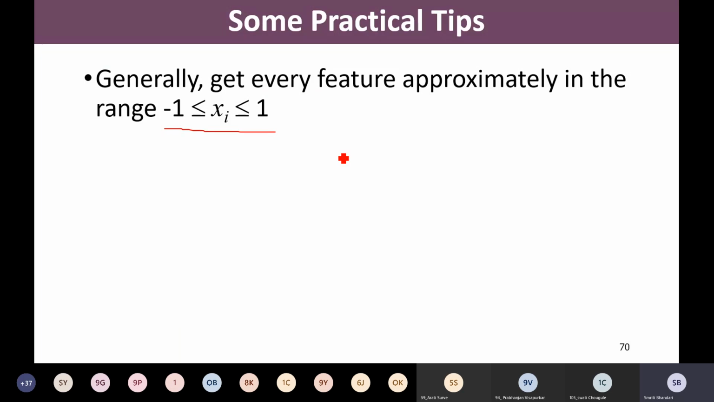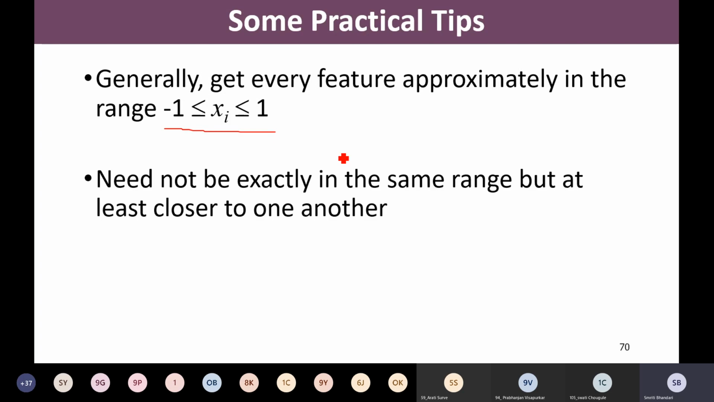Not necessarily do we always have the same range, but generally this is just a guideline that we get every feature approximately in the range of -1 to +1. But as I mentioned, it need not be exactly in the same range. But at least we should make sure that all the features are closer to one another. There should not be a drastic change in the range of values.